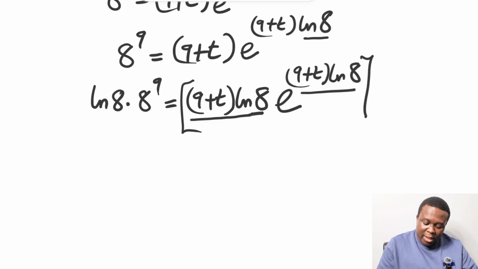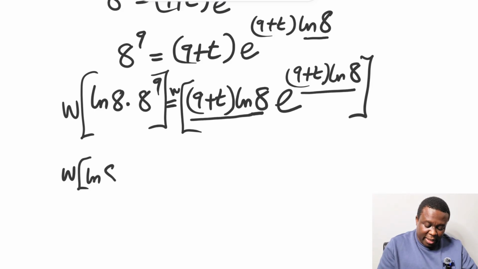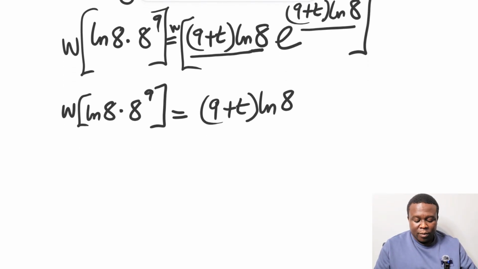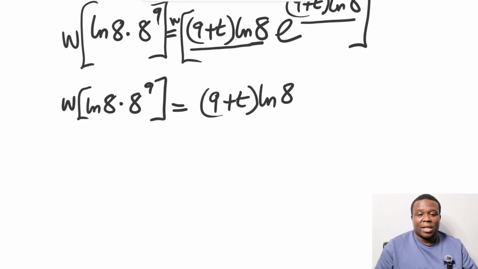So we can now apply the Lambert W function on both sides. Okay, so we have W of ln of 8 raised to power 9 equals, this becomes 9 plus t, ln of 8. Right. So now let's rewrite the left-hand side, because that's our next task. The next task is to rewrite the left-hand side to fit into the Lambert W function.